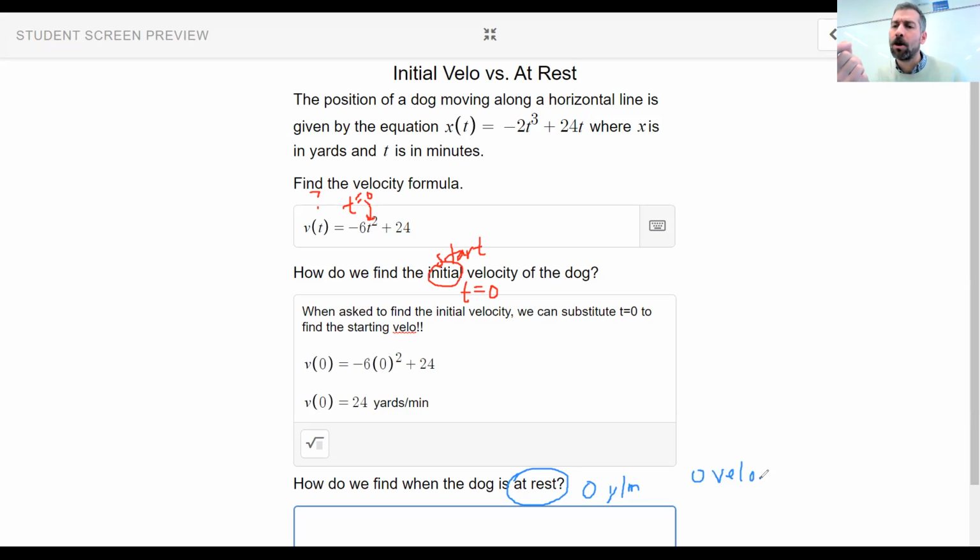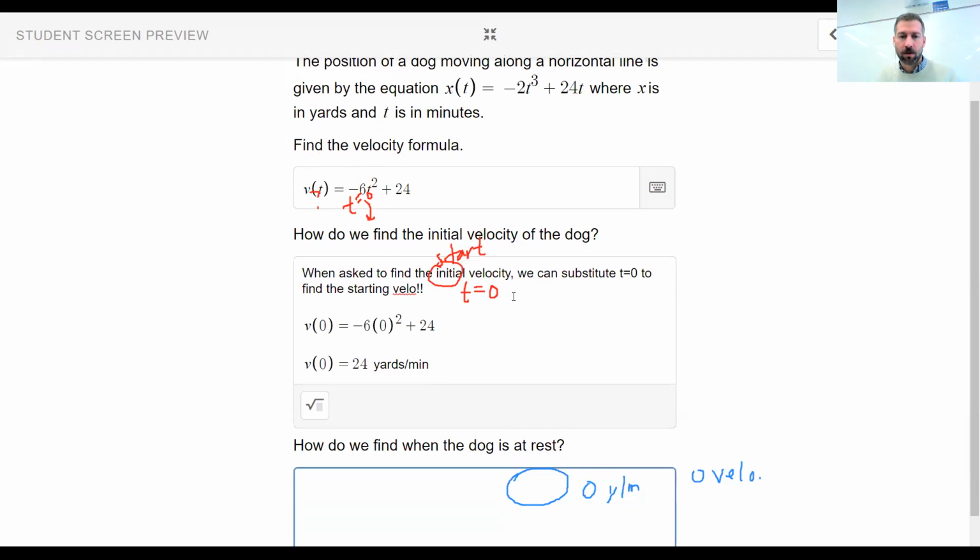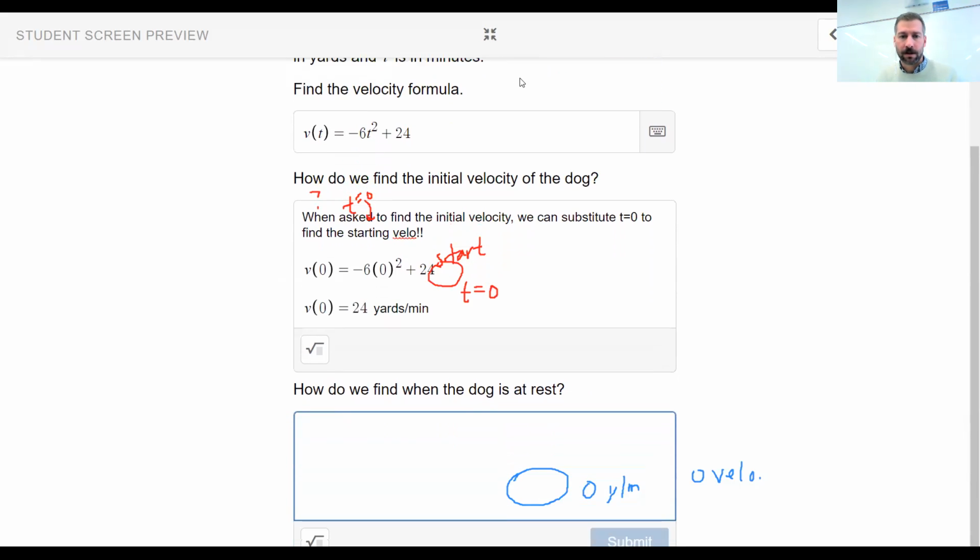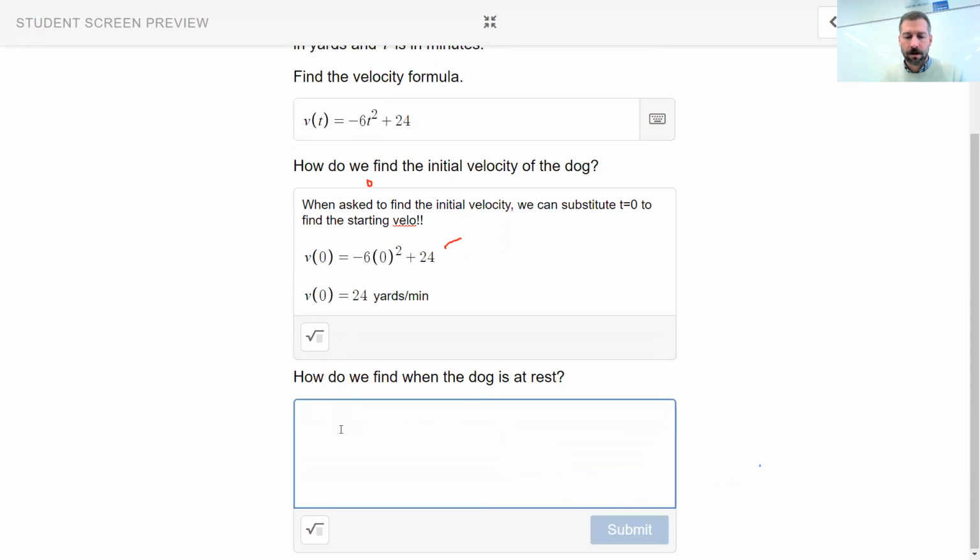Well, in this case, we want to know when the velocity is 0. So I'm going to scroll up here, and we've got to erase some things because now they're all out of order. Annotations are a mess. So how do we find when the dog is at rest? The dog will be at rest when the velocity is 0.